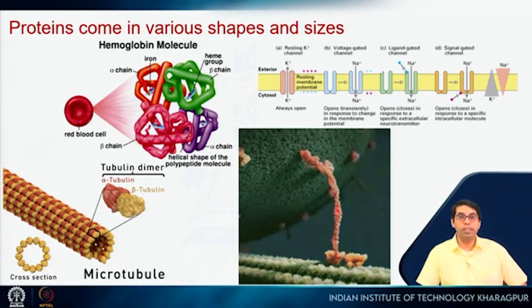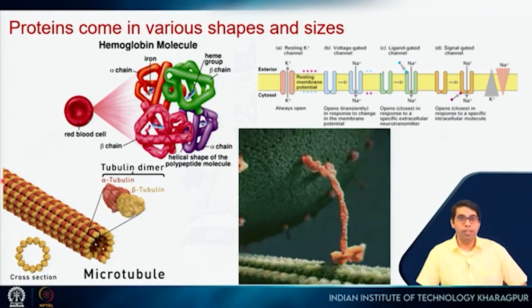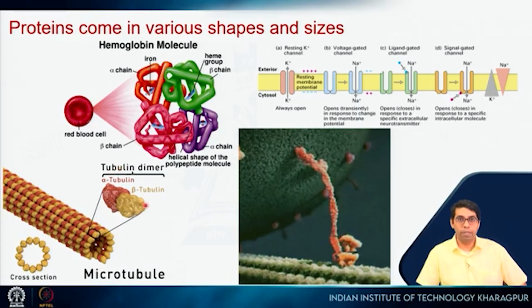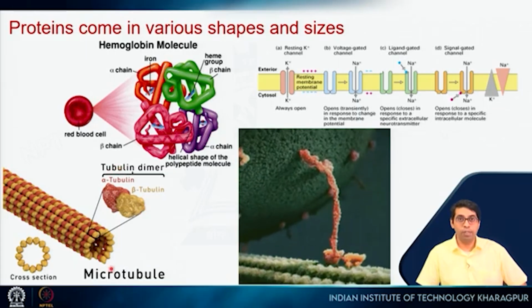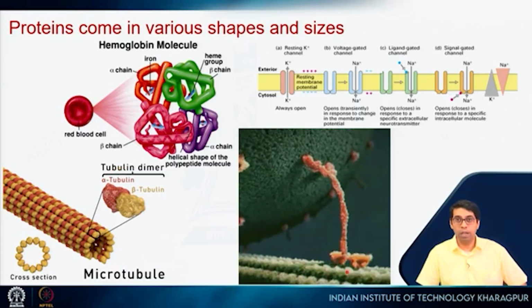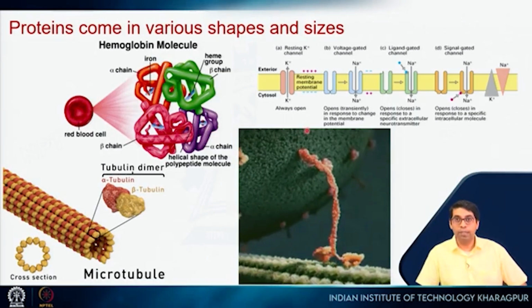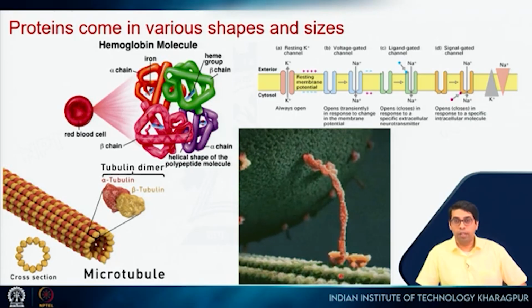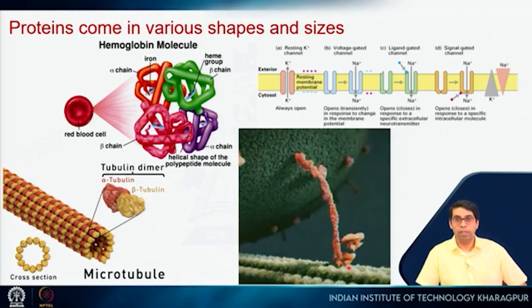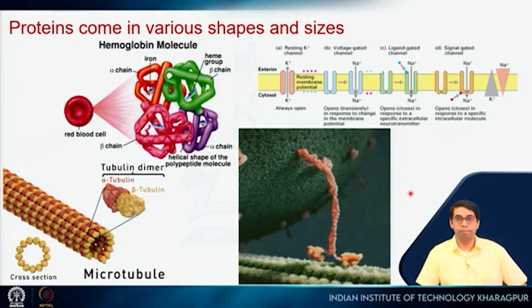You have already seen this image, right. This is the microtubule, alpha and beta tubulins are there, they form this hollow structure. You can see the microtubule down here, and this is a kinesin. It is carrying this huge vesicle along the microtubule from one end of the cell to the other end of the cell.